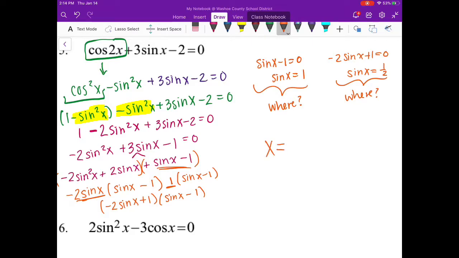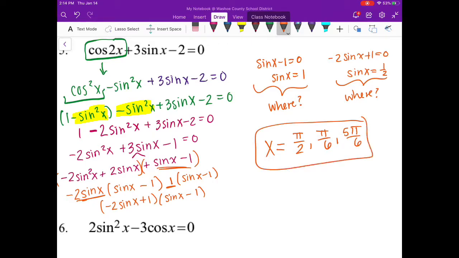We know that sine is going to be 1 at pi over 2 only. And then sine is going to be a positive 1/2 in the first and second quadrant. So that's at pi over 6 and then 5 pi over 6. And that's your answer.